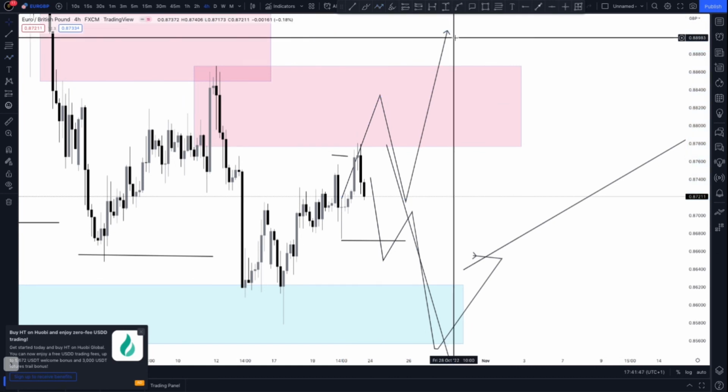So that's our analysis for the week. I really look at the top 10 currency pairs in the forex market.